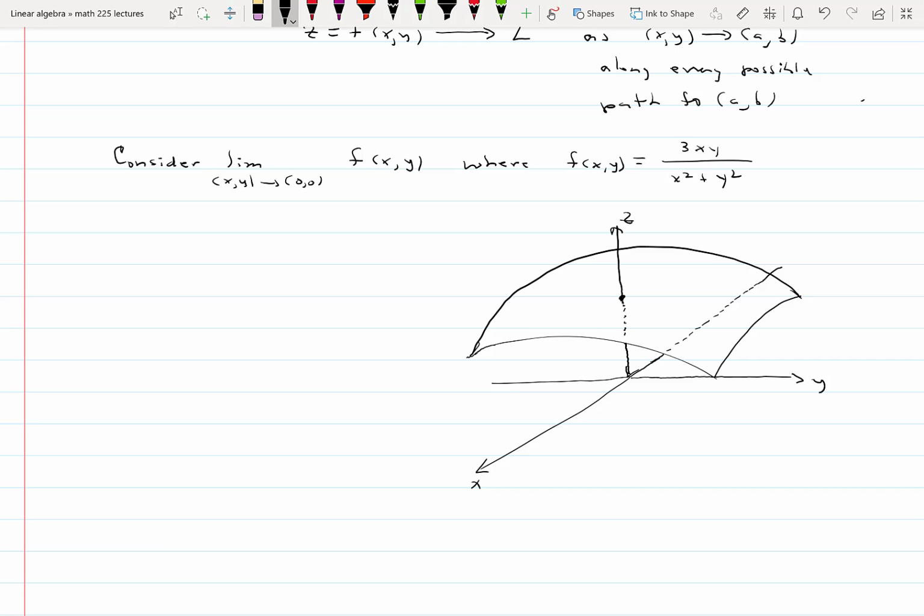So to determine that this limit doesn't exist, what we need to do is find 2 pathways to the origin, because that's where we're letting x and y approach. We need to find 2 pathways to the origin along which we get different values for the limit. So the first thing you might want to try is to let x and y approach the origin along the x-axis. So I'm drawing in x and y approaching the origin along both directions of the x-axis.